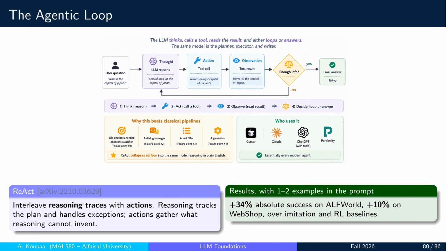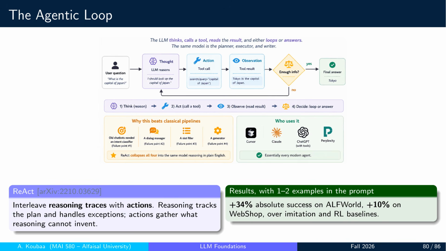Now, let us define the loop properly, using ReAct. The idea is to interleave reasoning traces with actions. Read the division of labor because it is precise. Reasoning tracks the plan and handles exceptions. Actions gather what reasoning cannot invent. That second half is the important one, so let me make it concrete. What can no amount of reasoning produce? Today's price, the contents of this file, whether the deployment actually succeeded. Only an action can bring those in, no matter how good the model gets.